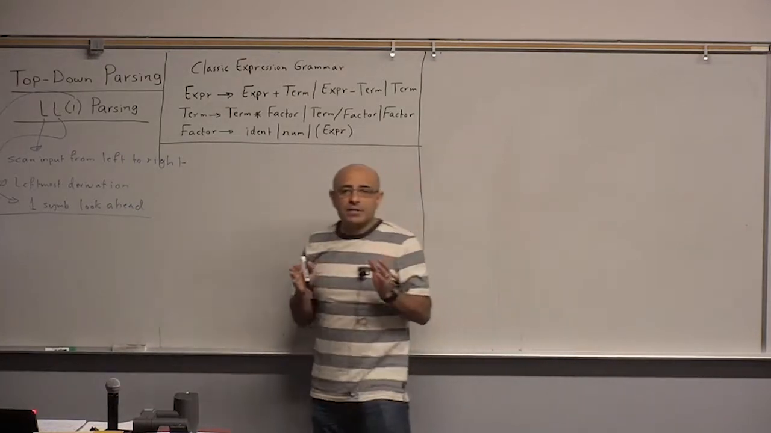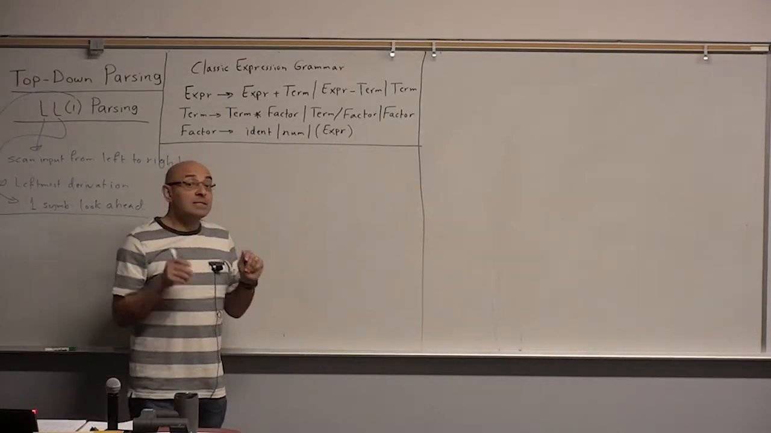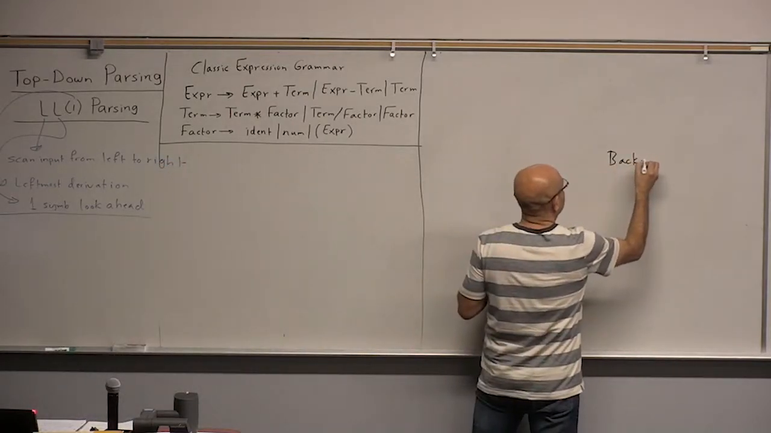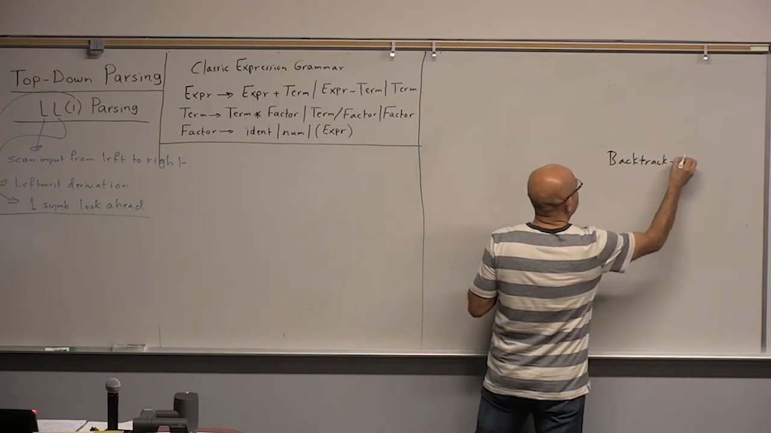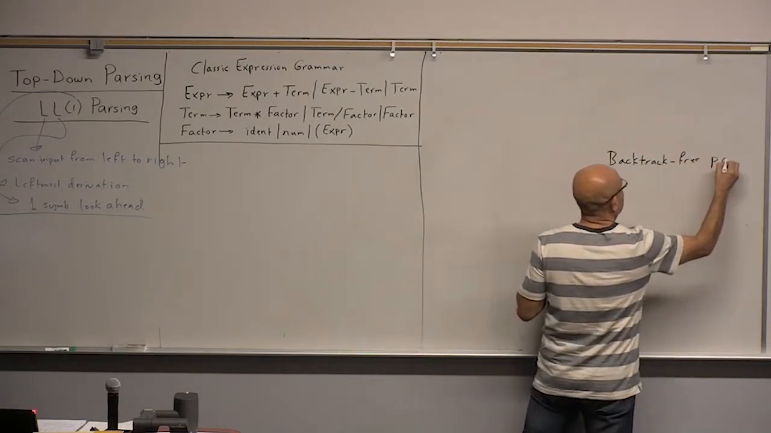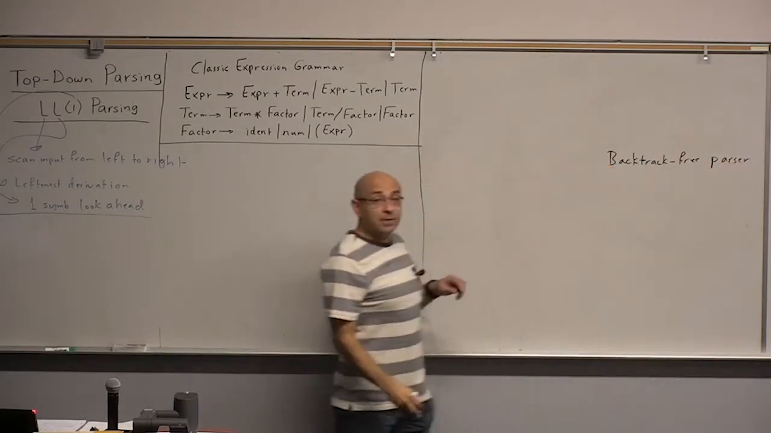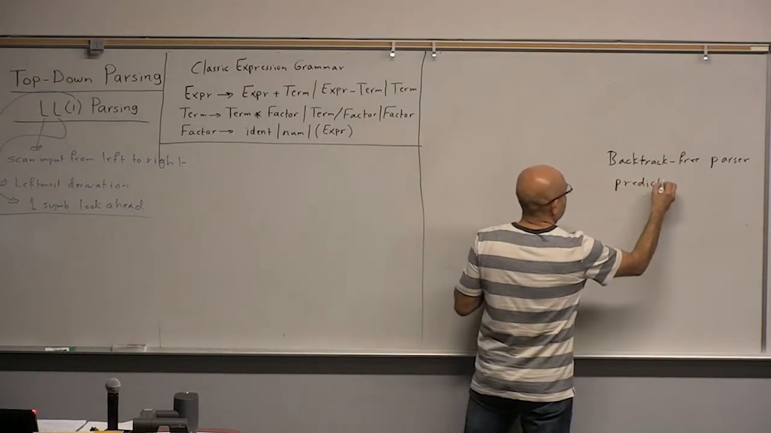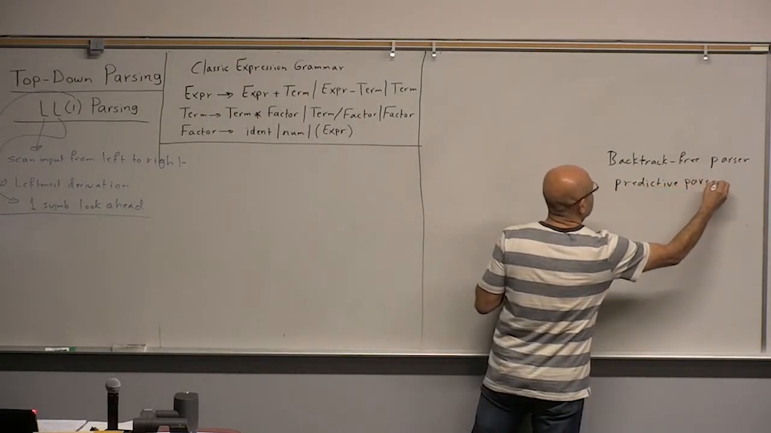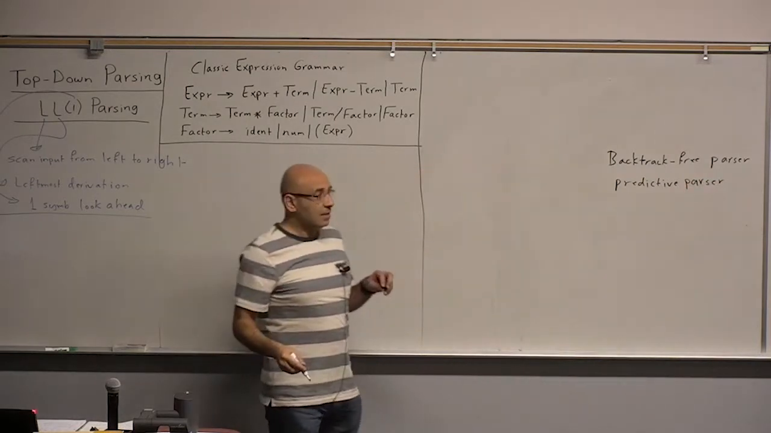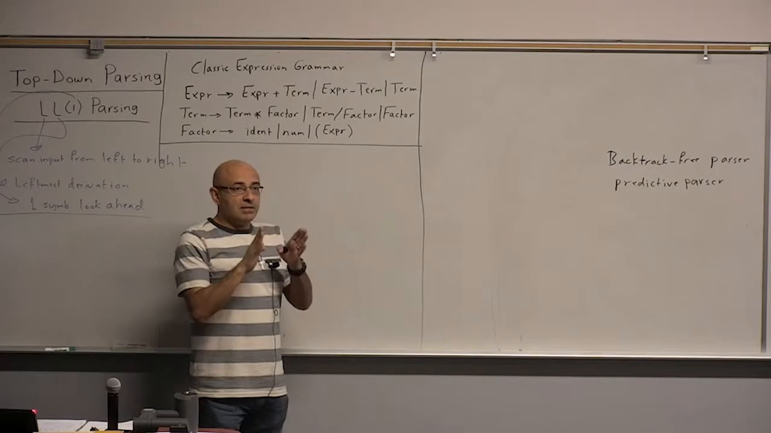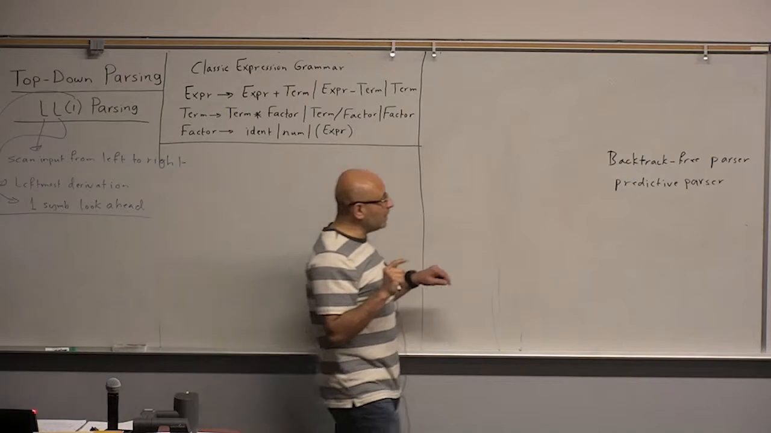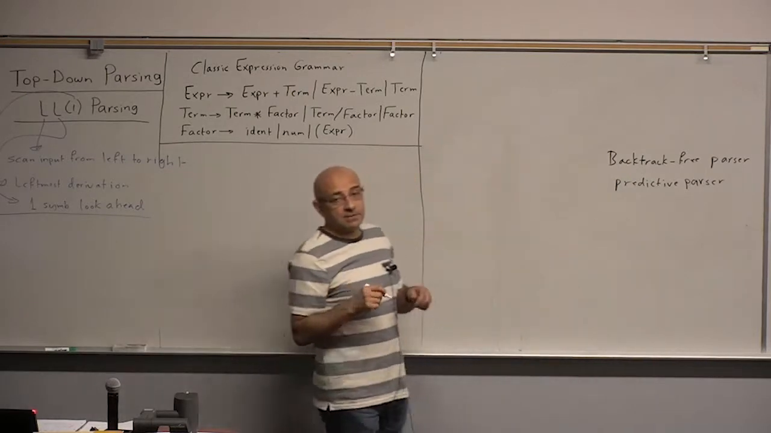So what we are looking for is a parsing algorithm that does not backtrack. We're looking for a backtrack-free parser or predictive parser. A predictive parser is a parser that can determine, based on a limited number of look-ahead characters, and in this case it's going to be one look-ahead character, which substitution is the right substitution.